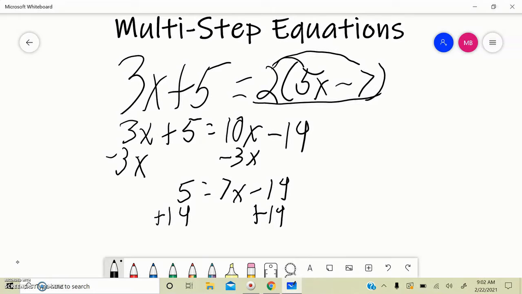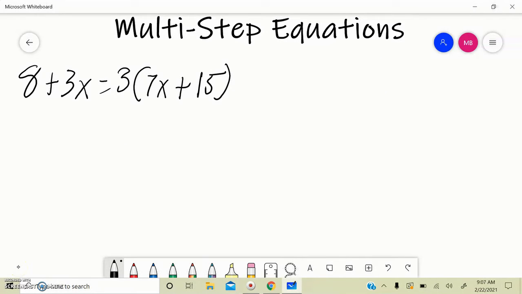I'm going to quickly just move that over to this side, so I have 19 equals 7x. So now I'm going to do my last step, which is to divide by 7 to get x by itself on both sides. And I'm going to leave this as an improper fraction. So my final answer for this equation would be 19 over 7 equals x.